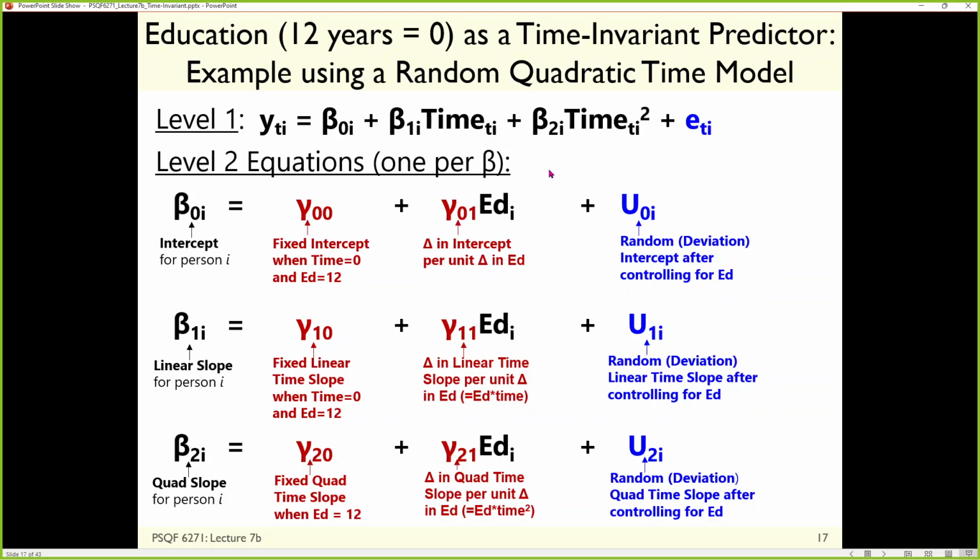Now, how many variables are in this model at this point as predictors? In the model for means? In the whole model, how many predictor variables do we have? Two. Time, education. How many parameters do I have?